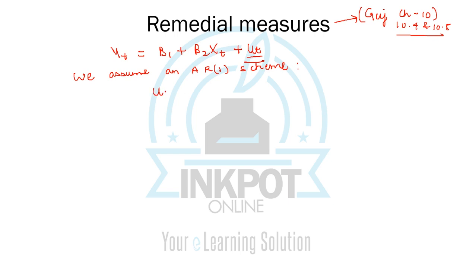So basically this becomes ut equal to rho times ut minus 1 plus vt, and rho takes a value between -1 and +1. Let's call this equation 1, and let us rewrite this autoregressive 1 scheme as vt equal to ut minus rho times ut minus 1, as equation 2.